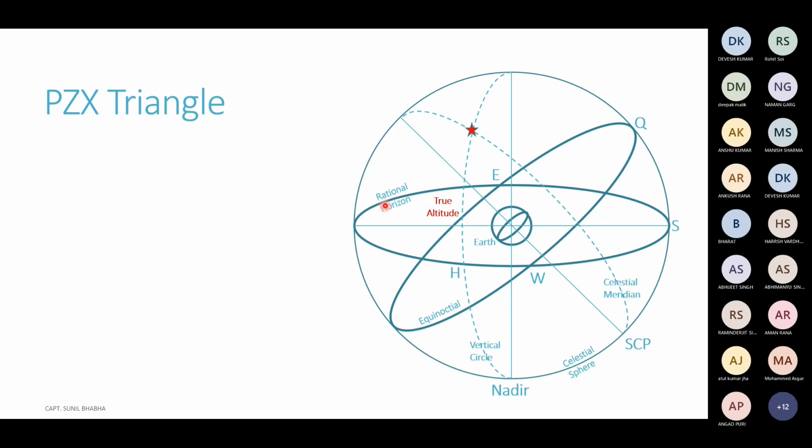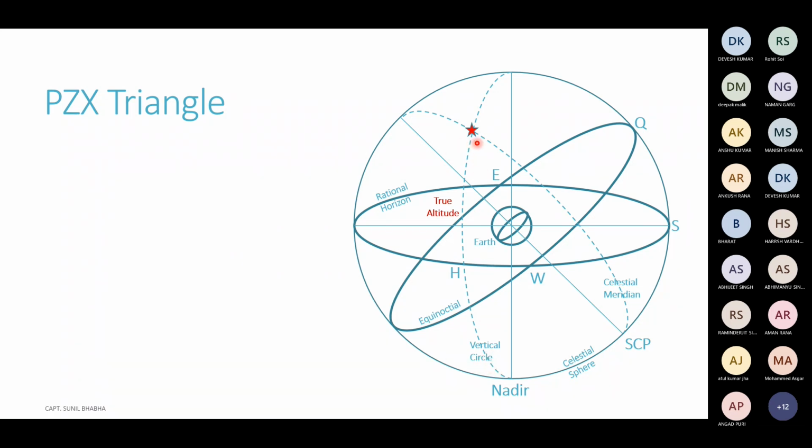Then you can see the rational horizon. Coming to the horizon system now, this is the rational horizon. You can see the nadir, and this topmost point on the diagram is the zenith. Semi-great circles between the zenith and the nadir are known as vertical circles. So you see this particular vertical circle here.